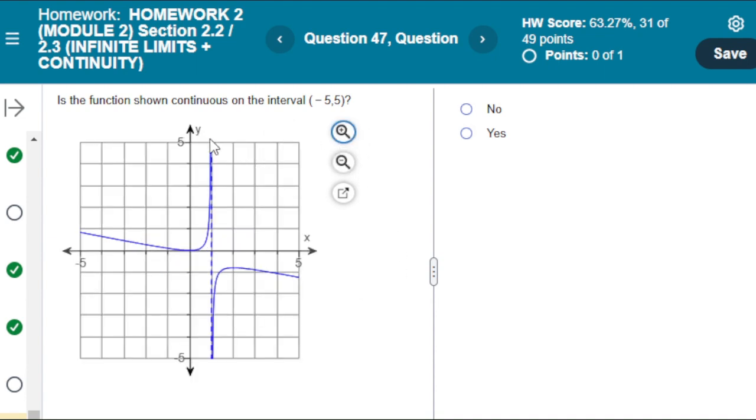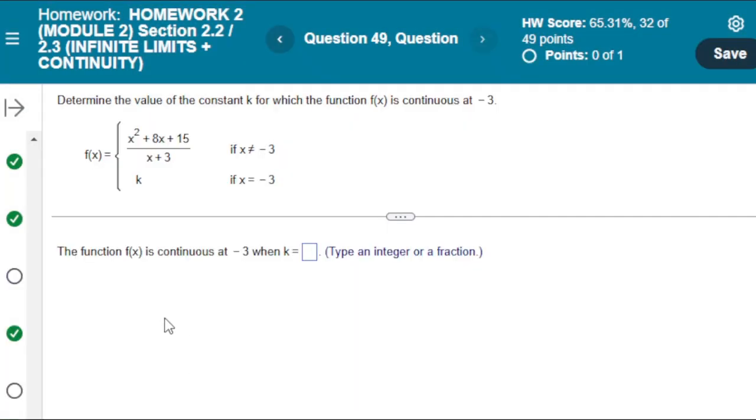Okay, what about here? Is this function continuous on the open interval -5 to 5? Well, again, notice we have a bad point at x equals 1. So it is continuous really everywhere except at x equals 1. But that's a bad spot, so it's not continuous on the whole interval -5 to 5. So the answer would be no.